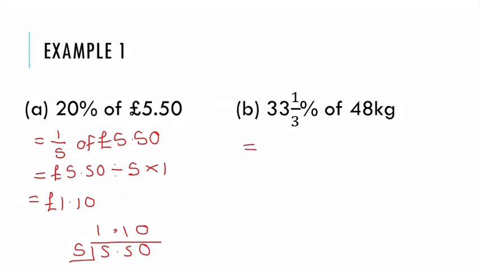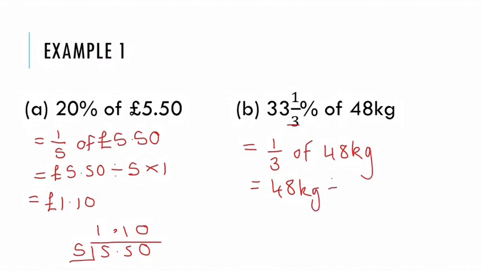33 1/3%, from the table we will see that this is equal to 1/3. The rule is divide by the bottom times by the top. And again, we can use a short division to do this. 3 goes into 4 once with a remainder of 1, and 3 goes into 18 6 times. Multiply that by 1, you get the same.